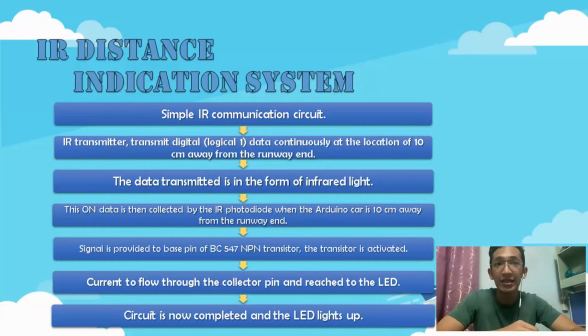The data is transmitted in the form of infrared light, and the data is then collected by the IR photodiode in the Arduino car, which is 10 cm away from the runway end. A signal is provided to the base pin of the BC547 NPN transistor. The transistor is activated, allowing current to flow through the collector pin and reach the LED. Thus the circuit is complete and the LED lights up.